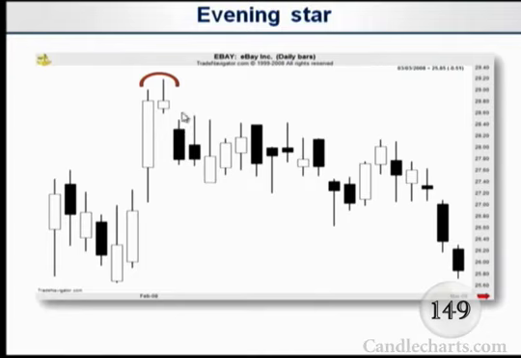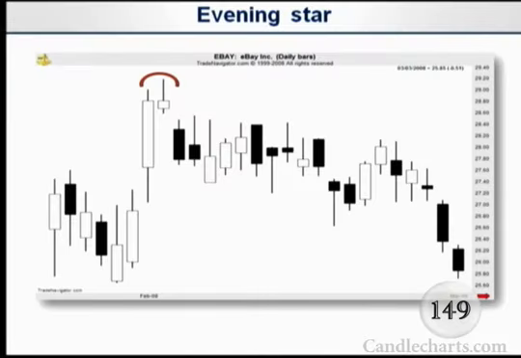We'll look at gaps later. But as far as the evening star is concerned, this is a black candle that got deeply into the white candle. Now, the reason I wanted to show you this particular slide is because usually with the evening star, the third candle is a really long black real body. But more importantly than the size of the black real body is how deeply it gets into the white real body.